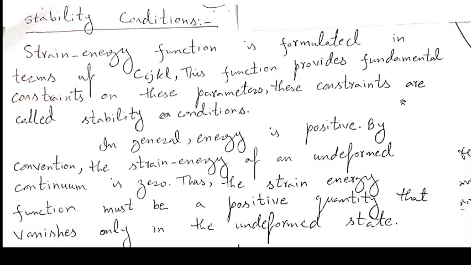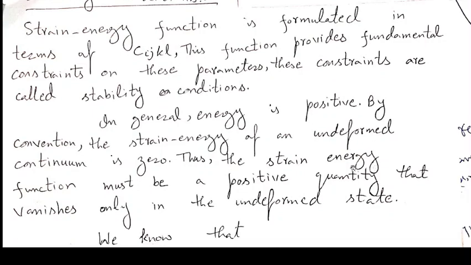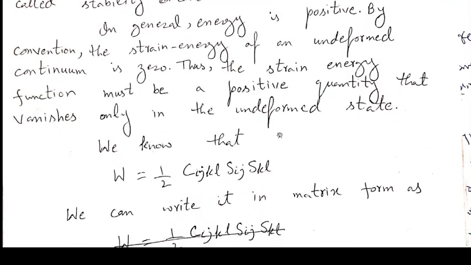So in general, energy is positive and it is 0 only for the undeformed state. As we have seen, for the undeformed state we have S equal to 0, that is, no strain, no change. So for an unchanged continuum we have W equal to 0, otherwise W is positive. So it vanishes only when you have no strain. So we have this expression.